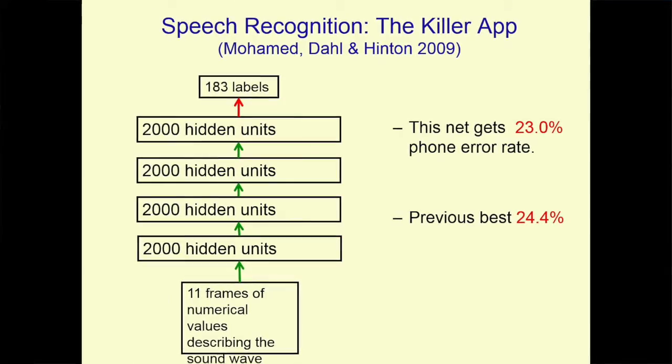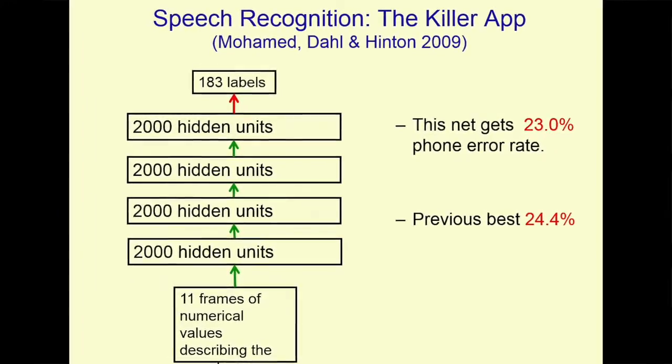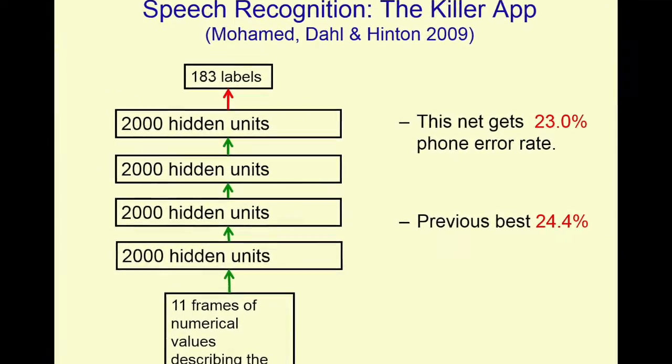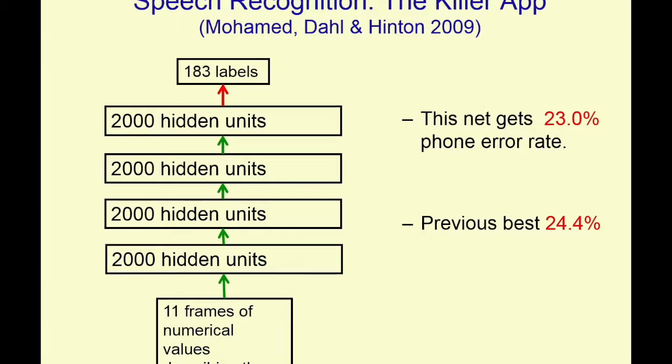So the first killer app of the recent wave of interest in deep learning was for speech recognition, where people had a lot of labeled data. And on a relatively small data set with only a few million examples, two students in my lab, while I was away for the summer, trained a net that was deeper than I thought you should use, and it actually had 8 layers. I could only bother to draw 4. And they showed that they could slightly beat the state of the art on this small data set.